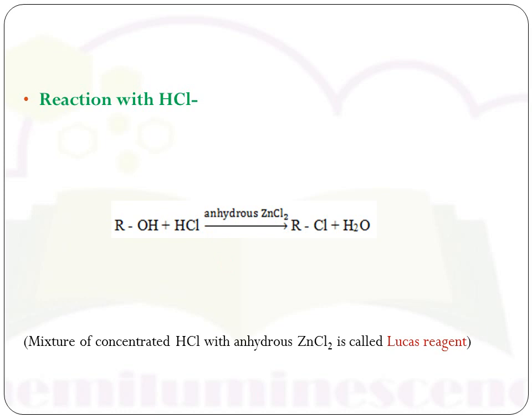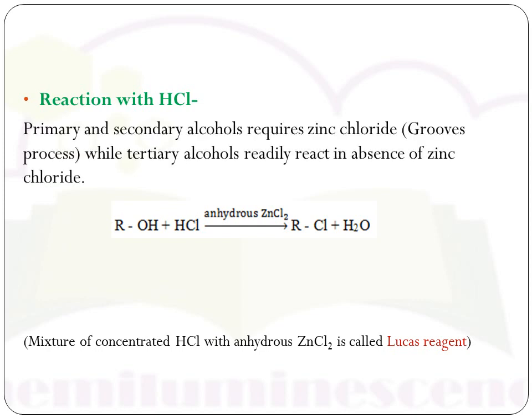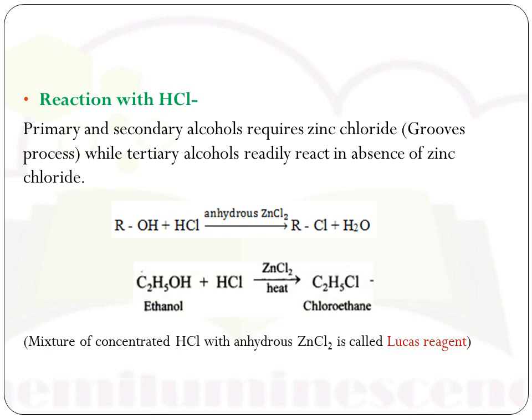The condition for this reaction is that when primary or secondary alcohol reacts with HCl, zinc chloride is required, and for tertiary alcohol there is no requirement of anhydrous zinc chloride because it can react in absence of zinc chloride. This is another example, when ethanol reacts with HCl. Ethanol is a primary alcohol, that's why zinc chloride is required, and it forms ethyl chloride.